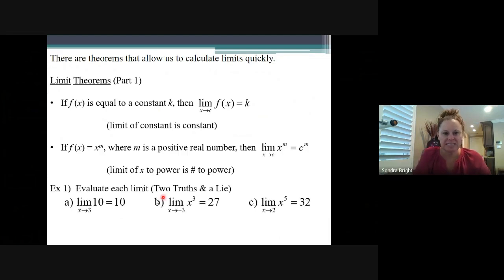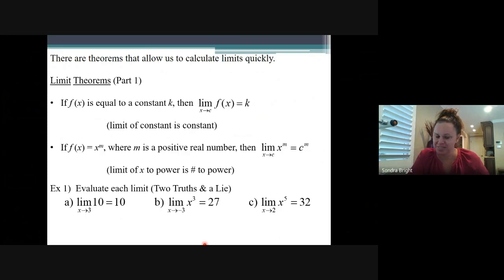All right, so let's look at these limits. This is two truths and a lie. Two of them are true. One of them is false. Pause it for a minute and take a look at each of them. Pause the video.